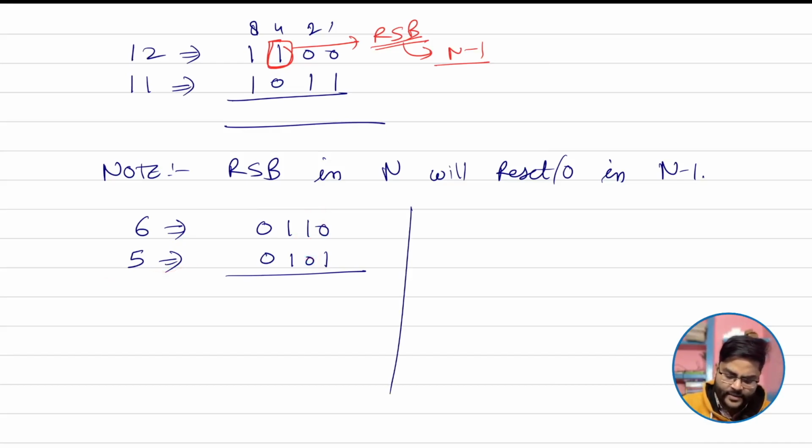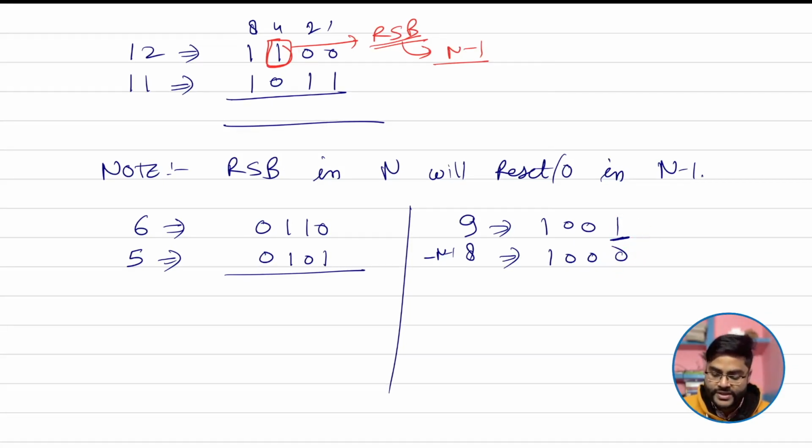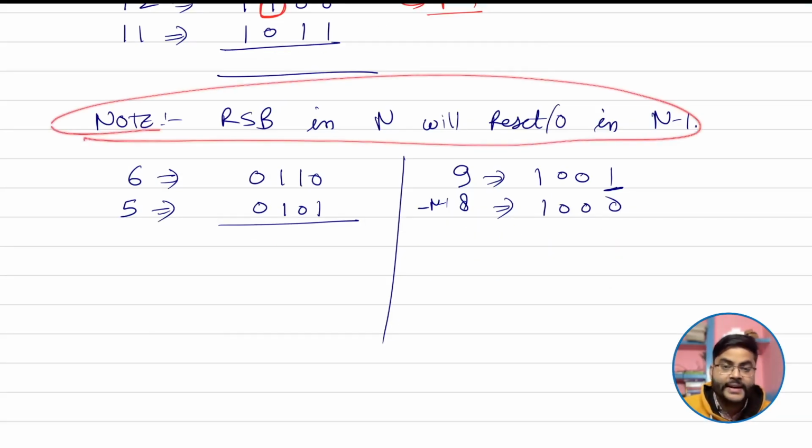Take another number, take any number. Take 9. It will be 1001, so its rightmost set bit is this one. Take n minus 1, it will be 8, which can be written as 1000. So here also the rightmost set bit in n is 0 in n minus 1. The position at which we got our rightmost set bit in n will be 0 in n minus 1. I hope this thing is clear to you, right?